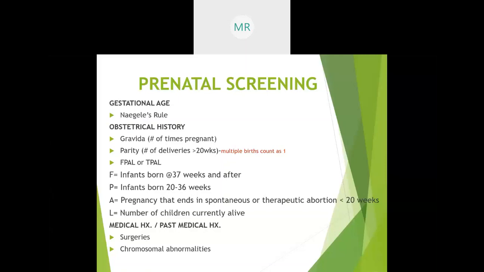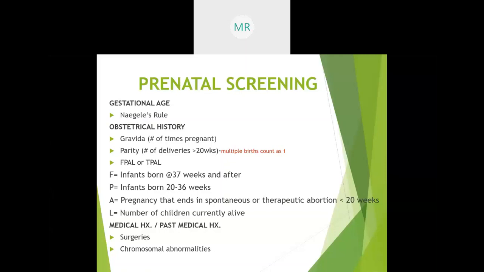Parity is a more specific history than gravida, because all we know in gravida is the number of times she's been pregnant. But now in parity, we're going to talk about that pregnancy or those pregnancies. And parity is the number of deliveries. So she could have had this first and only pregnancy until now, and that pregnancy could have been twins, but that multiple birth counts as 1. So that is the 1 parity, that is the 1 delivery.